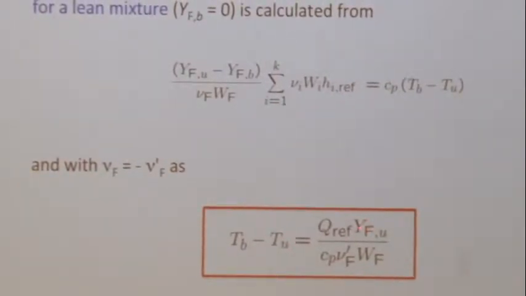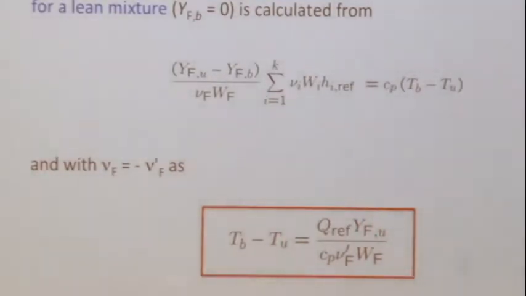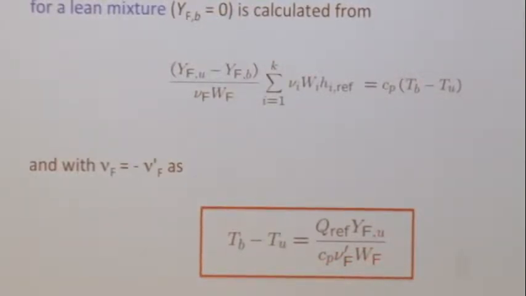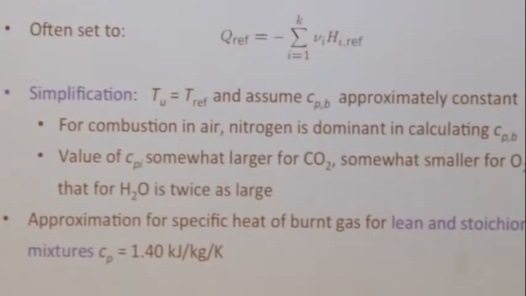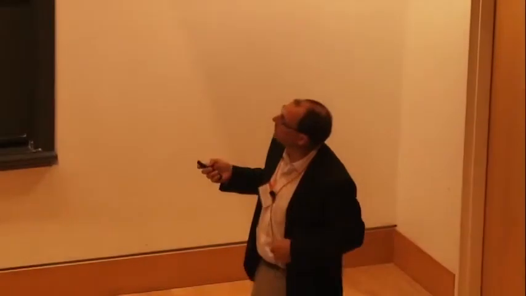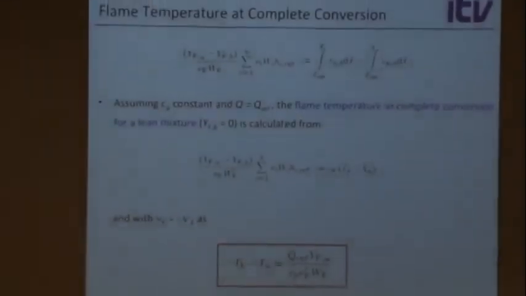And you see here, fuel unburned, that's given. That's your initial condition. That's how you mix it. Nu F here is from the global reaction. Cp, we assume constant, 1.4. Wf is given for a specific fuel. And the Qref here, go back to this. It's just nu times Href. And the reference enthalpies of formation are tabulated. You can find them in the table. Okay? So it's very easy to compute this once you fix your system. So that tells us what the temperature is at complete conversion to products.